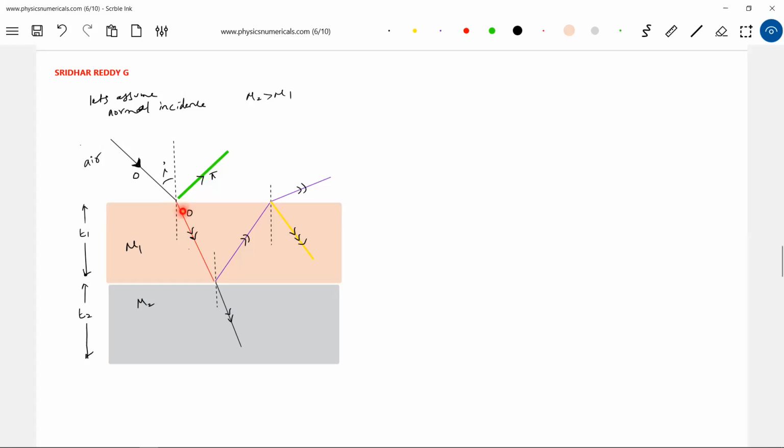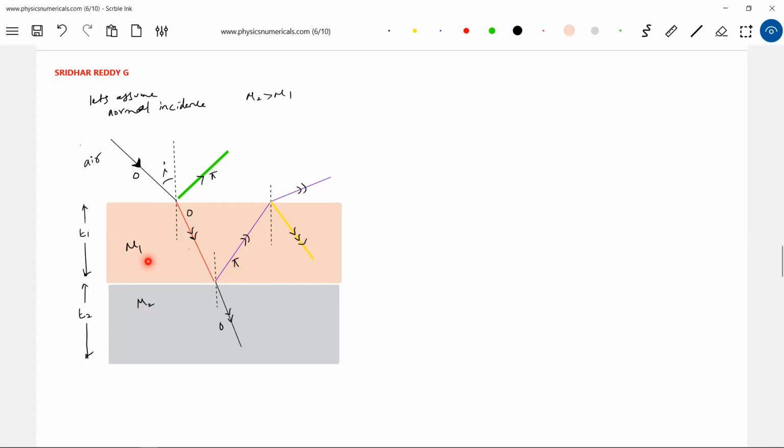Any reason for that? We know that due to refraction, or transmission, there is no phase change. Again, if mu2 is greater than mu1, this particular ray is reflected by a denser medium. So the phase change of this will be pi radian. Due to transmission, no phase change. Why should this be pi?